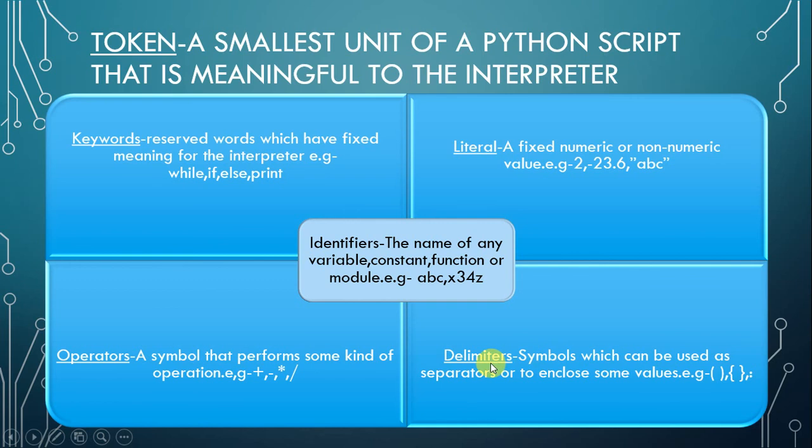Delimiters. Delimiters are the symbols which can be used as separators or to enclose some variables. Like we use parenthesis while writing a function, we use colon while writing a function, and we give symbols as separators if we want to give comma as separators or star as separators. So these are known as delimiters.